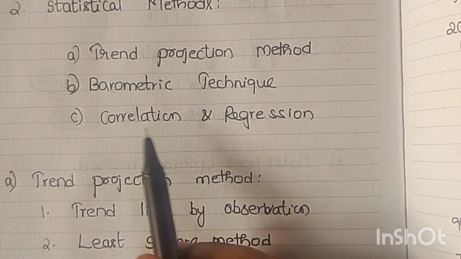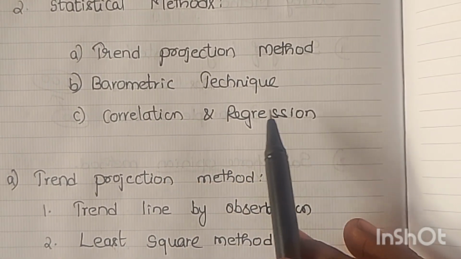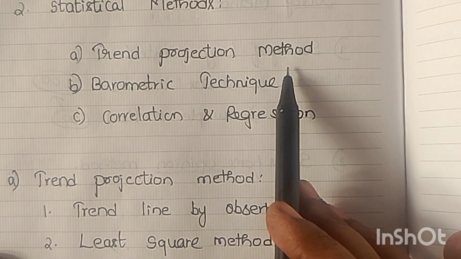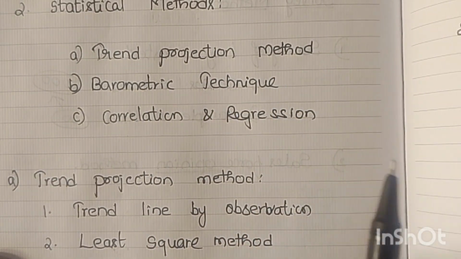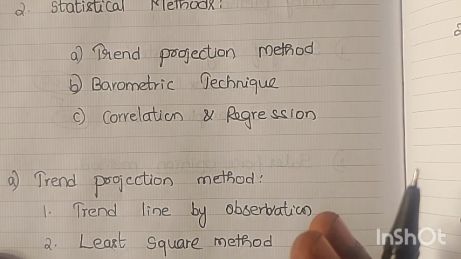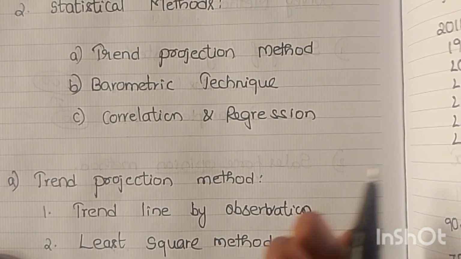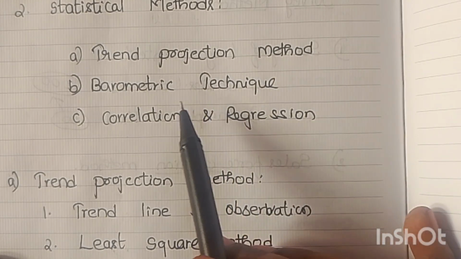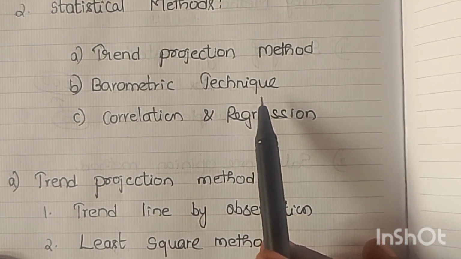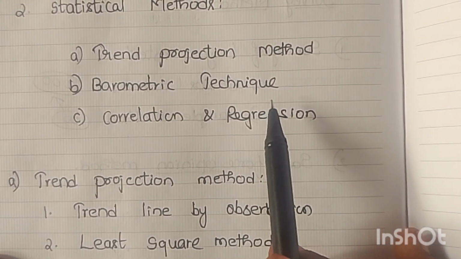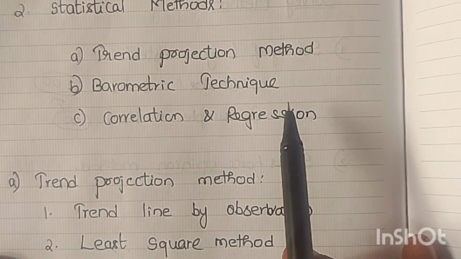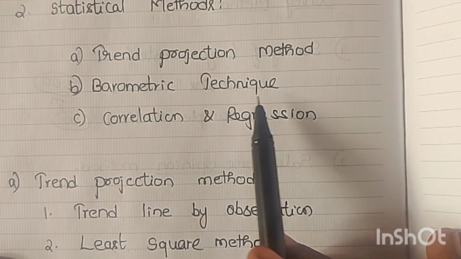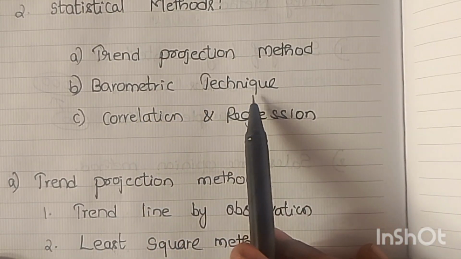The next method is the barometric technique. In trend projection methods we are mainly focused on the trend, what the sales value is, and how we can estimate the future sales value. So we are focusing on internal factors. But coming to the barometric technique, we are only focusing on external factors, how they impact the sales of a particular company. So by using the external factors we are estimating the future sales.